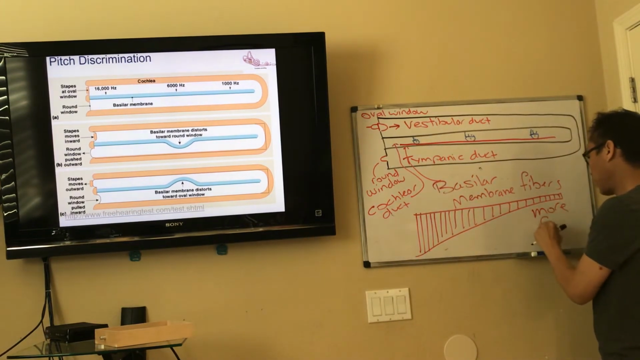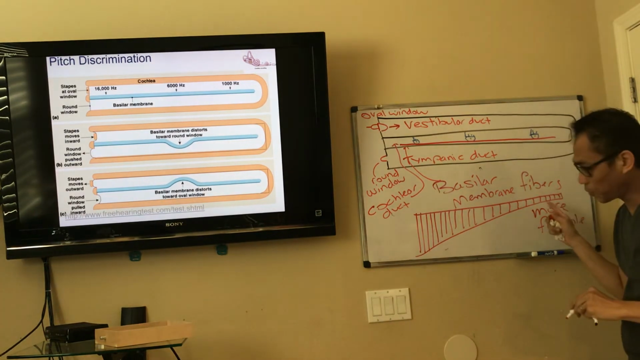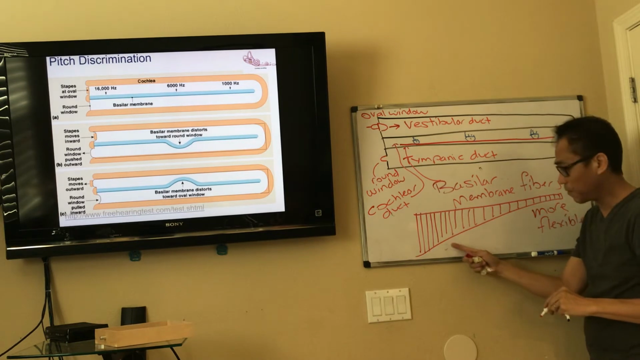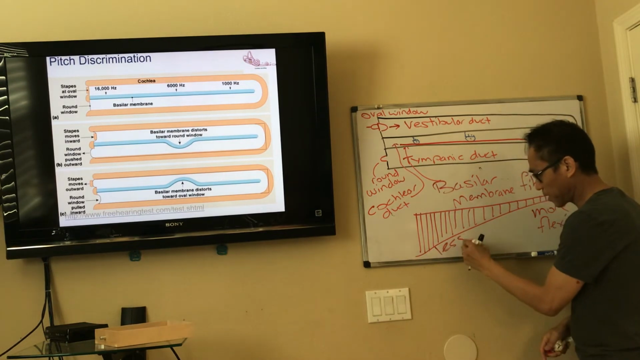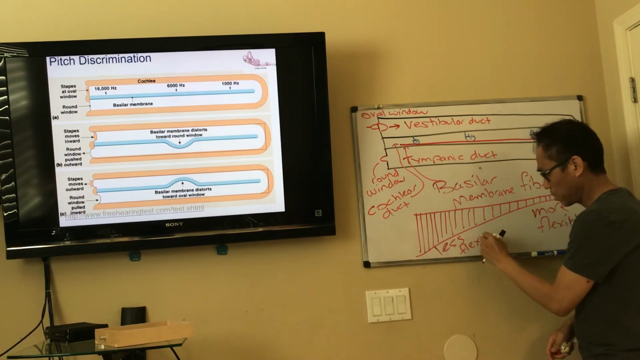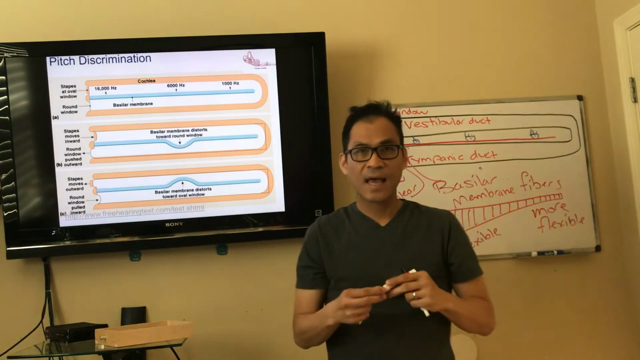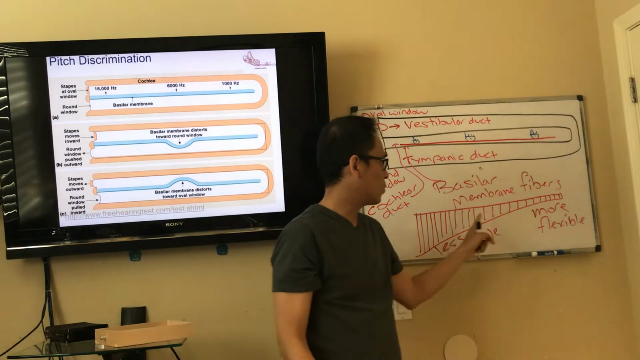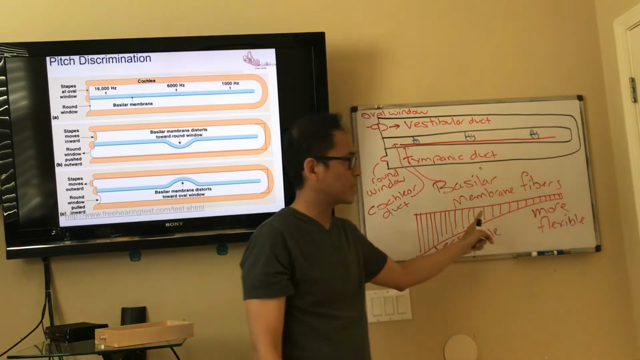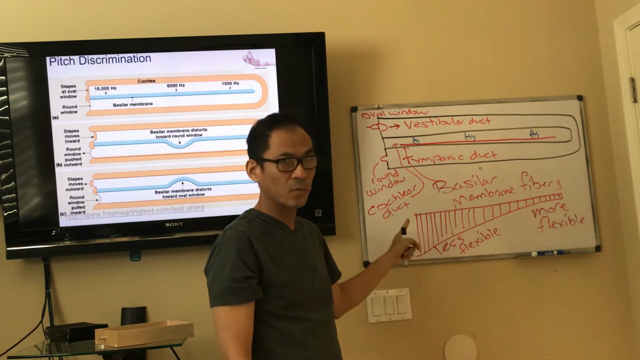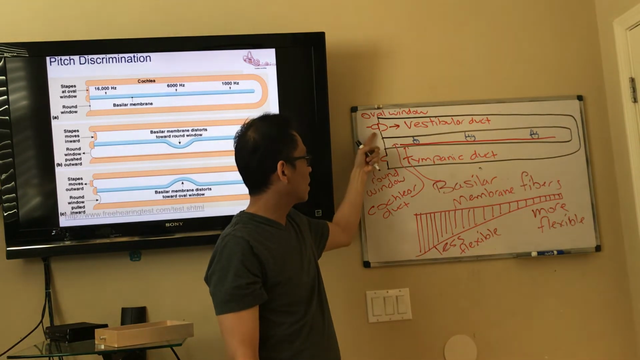It's more flexible here on this end because the fibers are shorter, less flexible, more stiff on this end. That means it takes less sound wave energy to deflect here, takes more sound wave energy as you proceed this way toward the base here.